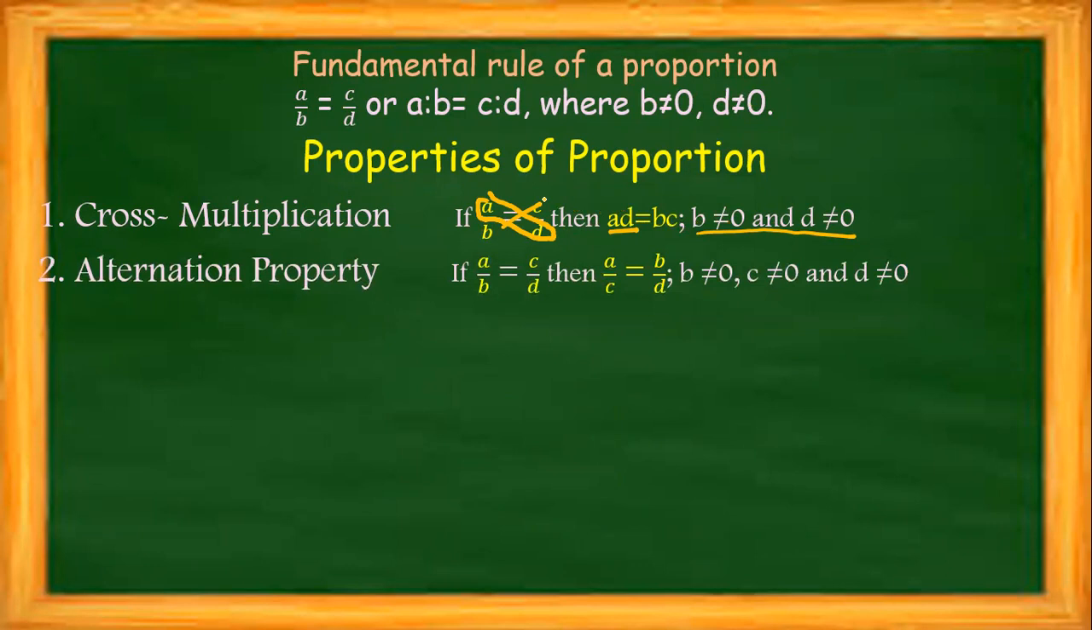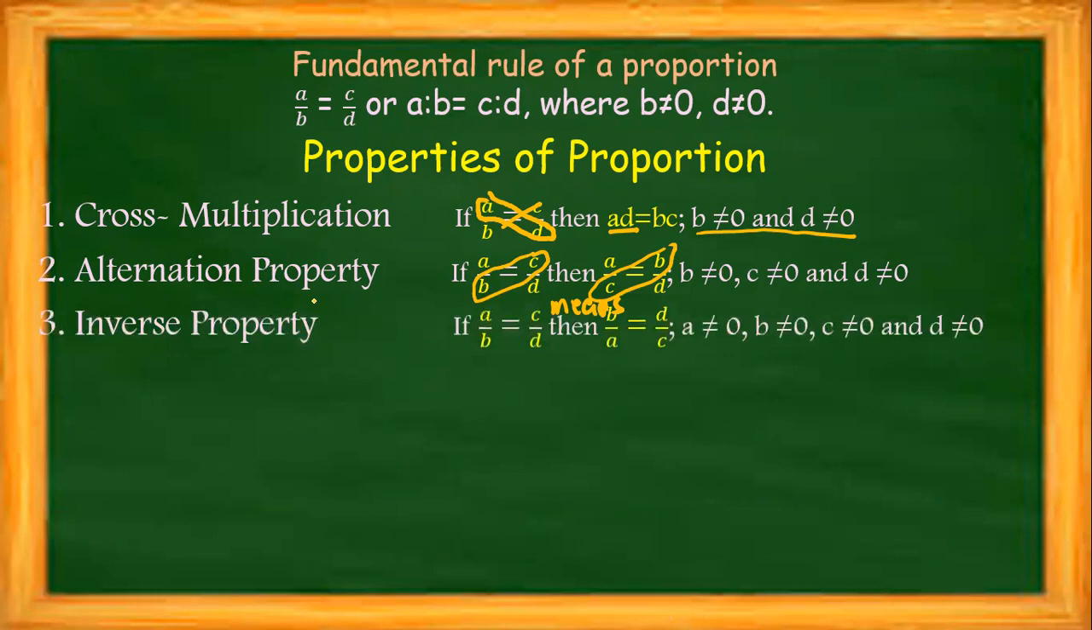The alternation property. As you can notice here, in the alternation property, we interchange B and C, so it became C and B here. So just interchange our means. That is the alternation property. In the inverse property, interchange the numerator and the denominator of each ratio. So if it is A over B, it will become B over A. C over D will become D over C. And denominators are not equal to 0.